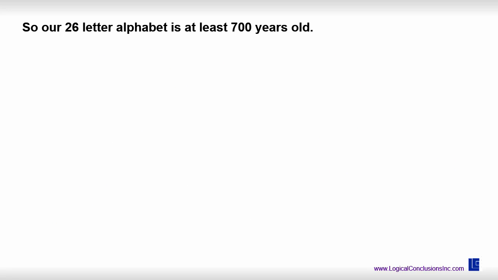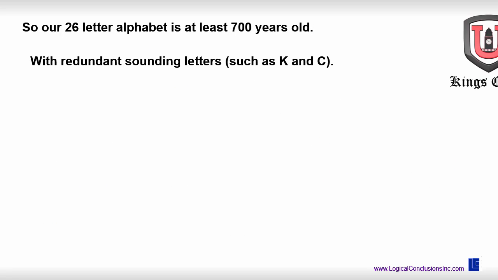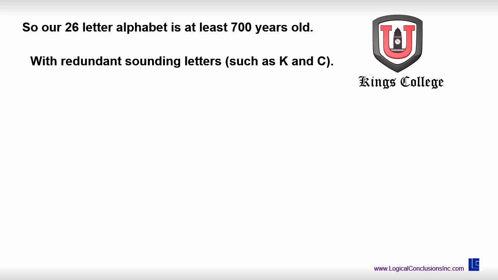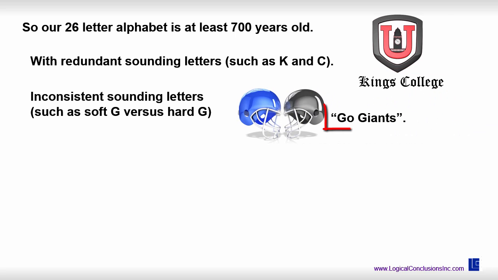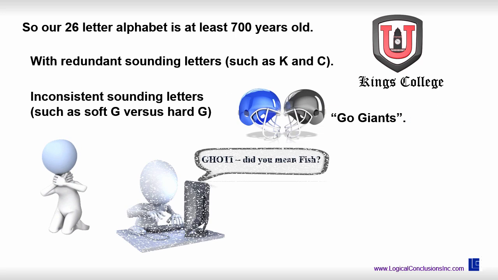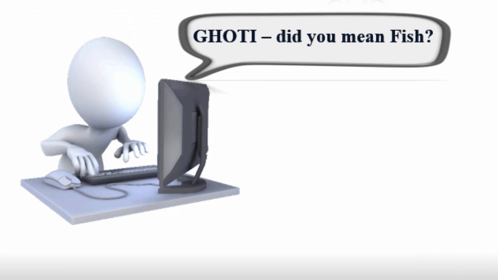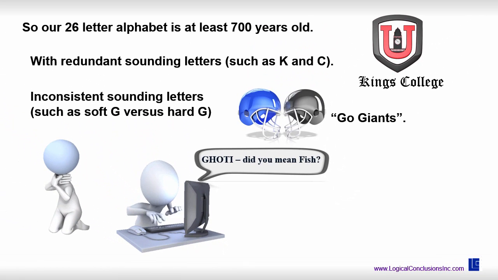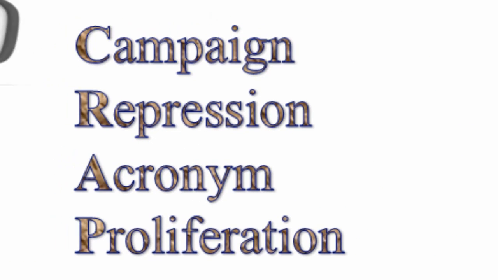So our 26-letter alphabet is at least 700 years old. It's a historical conglomeration of redundant sounding letters such as K and C, and sometimes inconsistent sounding letters such as soft G versus hard G, and it's due for a cleanup, but I'm not holding my breath. By the way, now we even have spell-checking computer software so we can perpetuate silly spelled words. I vote from here on we clean up one letter each year, but that's me going into a new design mode. However, as an author of many books and seeing the proliferation of texting abbreviations, I would like to start a campaign for repression of acronym proliferation.